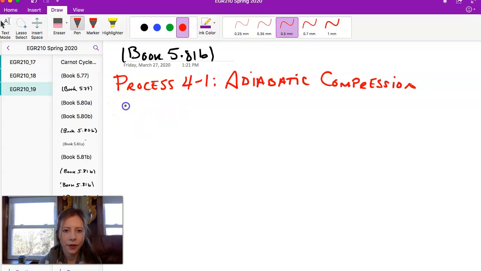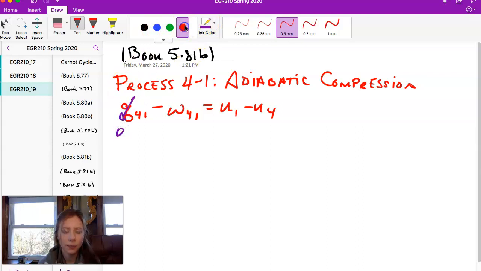Okay, so here we have Q41 minus W41 is equal to U1 minus U4, and we know that Q41 is 0. And so then we can just rearrange, and we know that W41 is going to be equal to U4 minus U1, since I just distributed the minus sign.